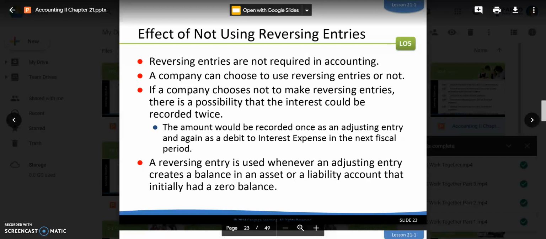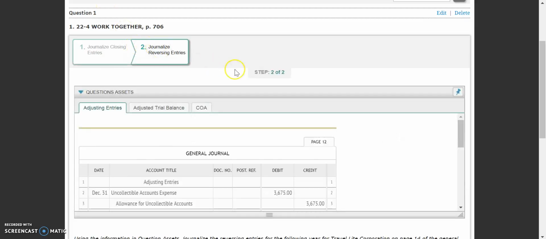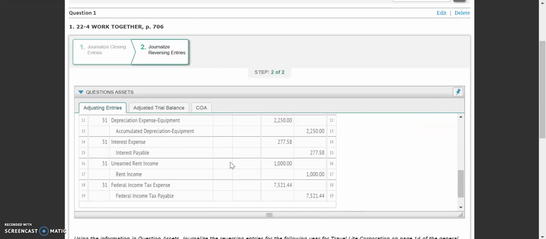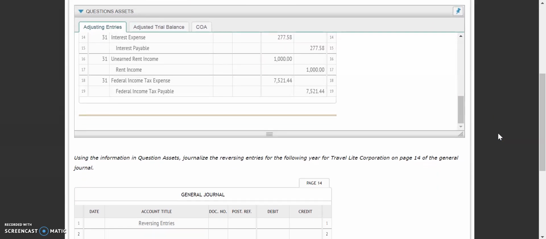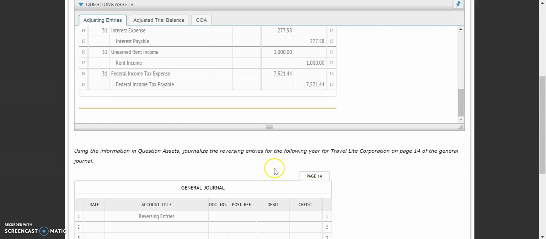So what we need to do when we're thinking about our APLIA here is notice that they put our adjusting entries here so that we can look at all of those. They also have our adjusted trial balance on our chart of accounts if we need that. And it just says that using the information in our question assets, we're going to journalize the reversing entries for the following year for our Travelite Corporation on page 14 of our general journal.